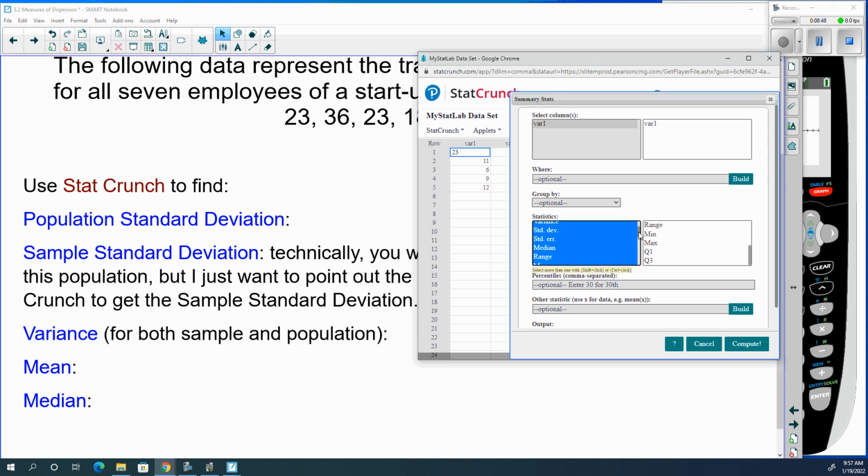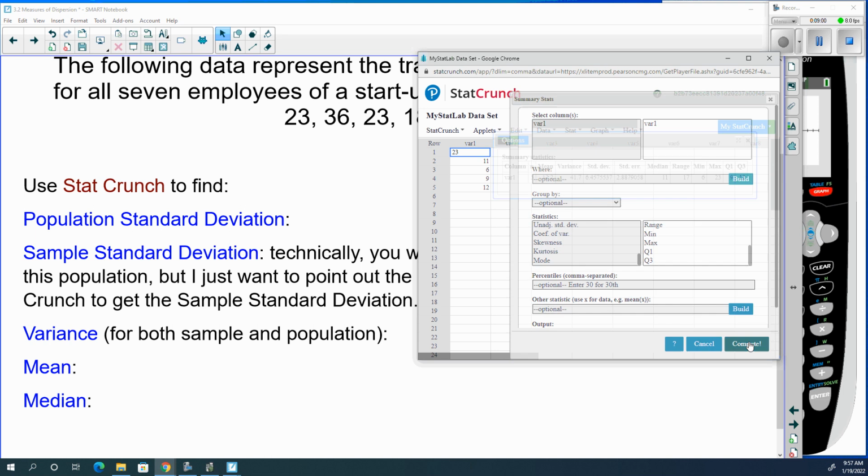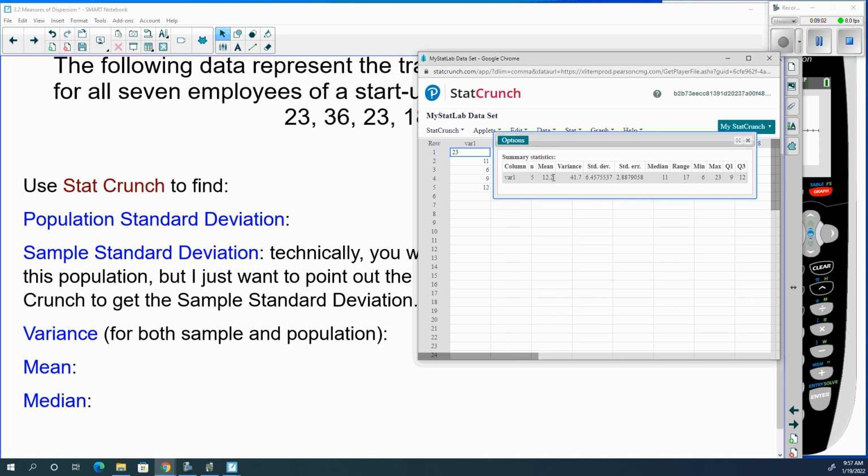If I needed something else that wasn't selected, then I just scroll down here and it gives me other options. I also have another standard deviation right here. Okay, so then I hit compute. And then notice if I needed the mean, it's telling me the mean. If I need the variance, it's telling me the variance. If I need the standard deviation, it's telling me the standard deviation. If you don't want it to give you all of that data, then you just select the ones you want.